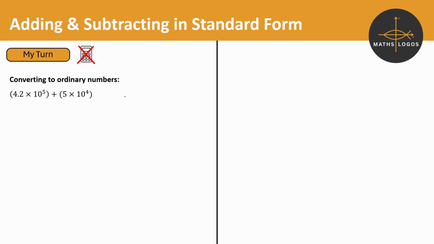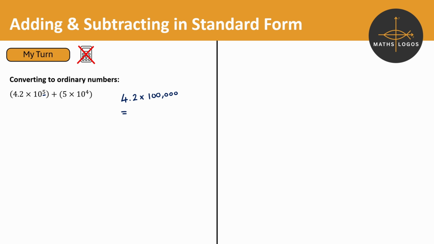Off to the side, let's convert both these numbers into ordinary numbers. So 4.2 multiplied by 10 to the power of 5. Well, 10 to the power of 5 is a number with 5 zeros. So 10 to the power of 5 is 100,000. And the quick way to know that is look at the index. That tells you how many zeros we've got.